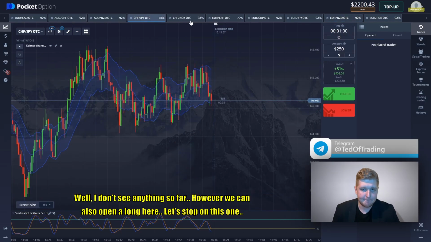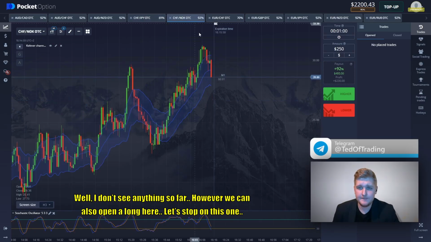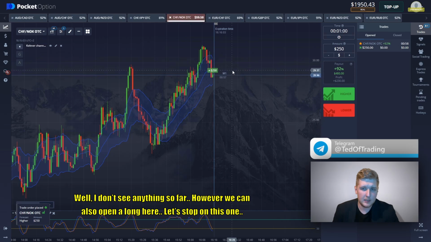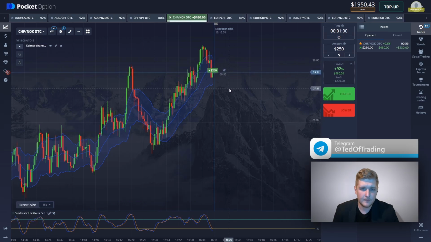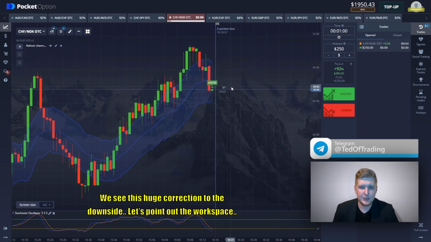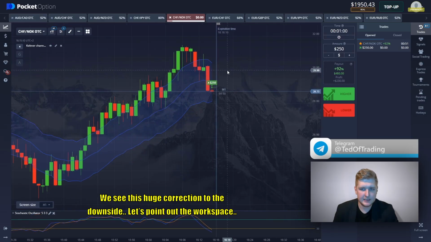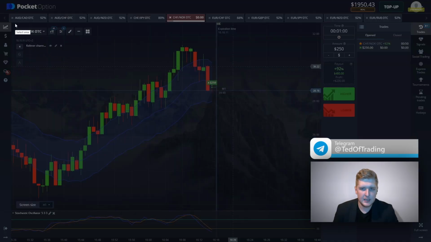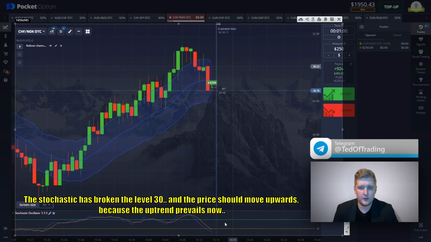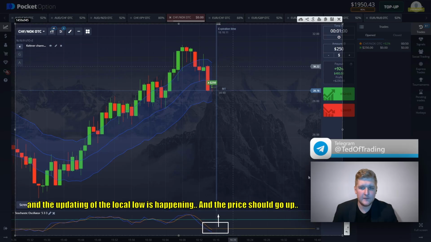Well, I don't see anything so far. However, we can also open a long here. Let's tap on this one. We see this huge correction to the downside. Let's point out the workspace. The stochastic has broken the level 30 and the price should move upwards because the uptrend prevails now. And the updating of the local low is happening and the price should go up.